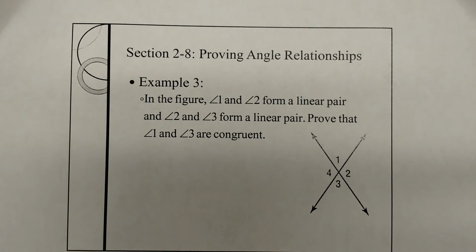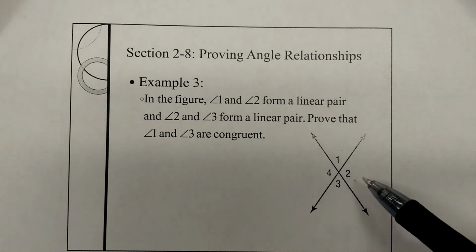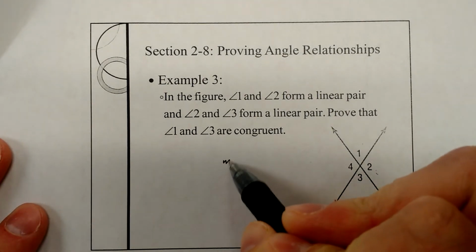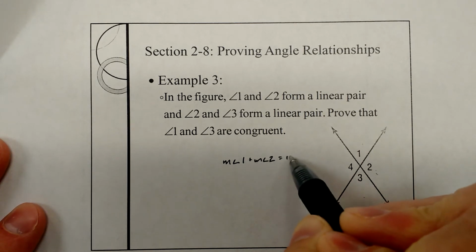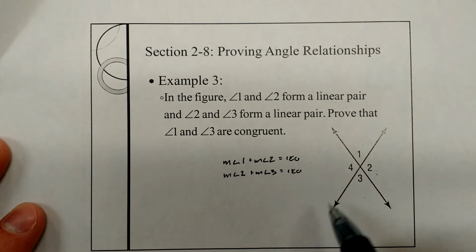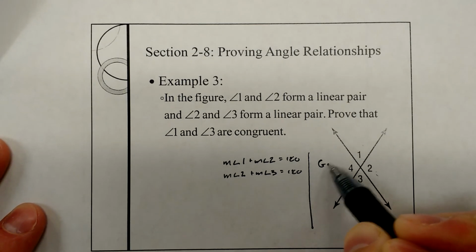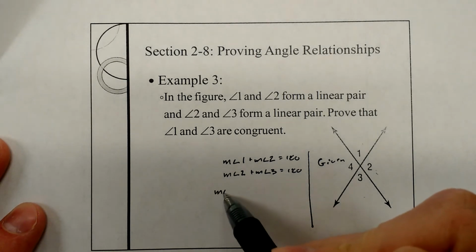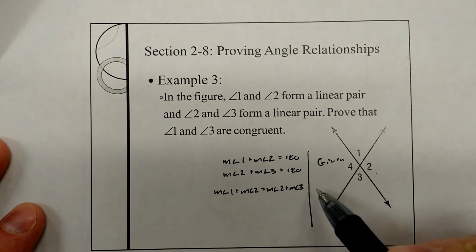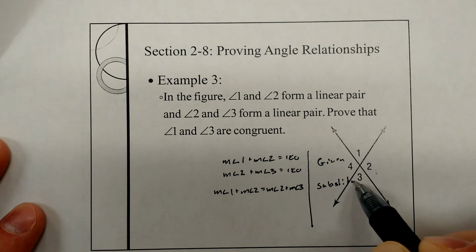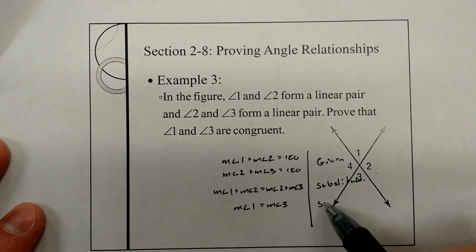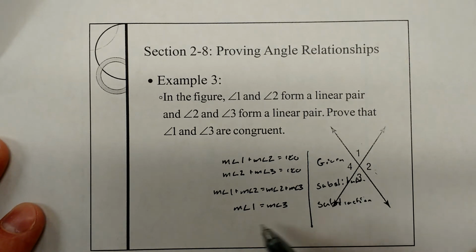Okay, so example 3 here. It says 1 and 2 form a linear pair, 2 and 3 form a linear pair, prove that 1 and 3 are congruent. So measure angle 1 plus measure angle 2 equals 180. You also know that measure angle 2 plus measure angle 3 equals 180. These are both given. Since they're both equal to 180, I can say they're equal to each other. That's by substitution. And if that's the case, measure angle 1 equals measure angle 3. That's subtraction: I subtract out angle 2 from both sides.